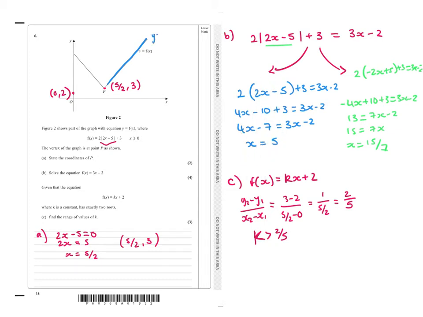So this line is actually y equals 4x minus 7. So the gradient is 4. So that means that our gradient for this has to be less than that. So actually we're going to have k is less than 4 but greater than 2 over 5. So that for whichever gradient, our line is going to be in between these points to make sure we get 2 points of intersection.